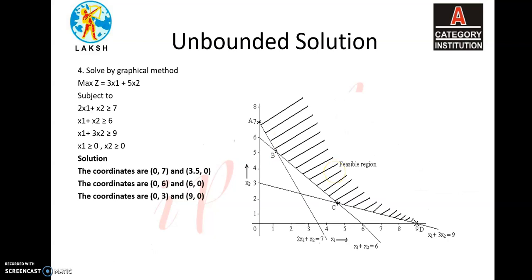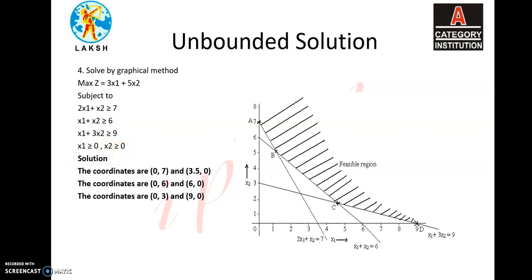Let's understand one more special case of LPP, that is unbounded solution. What is unbounded? It is clear from the name also. Unbounded means which cannot be bound, infinite region. So the problem is maximum z is equal to 3x1 plus 5x2 subject to 2x1 plus x2 greater than equal to 7, x1 plus x2 greater than equal to 6, x1 plus 3x2 greater than equal to 9, x1 greater than equal to 0, x2 greater than equal to 0.